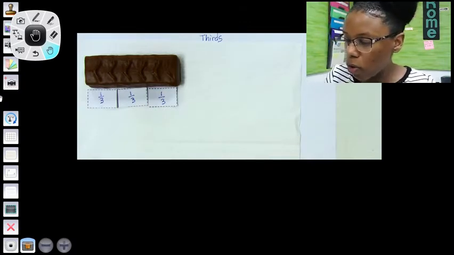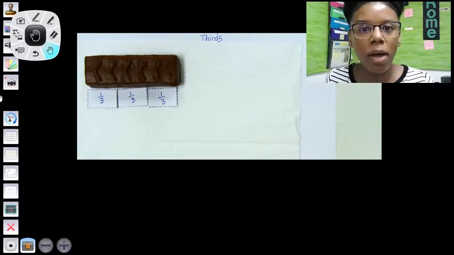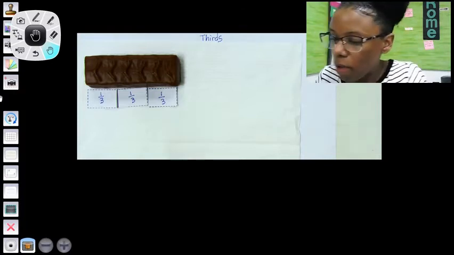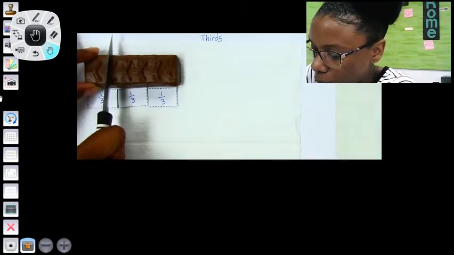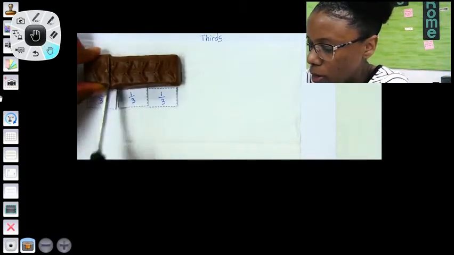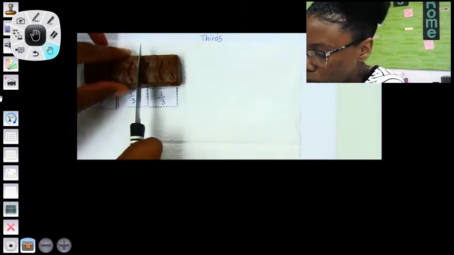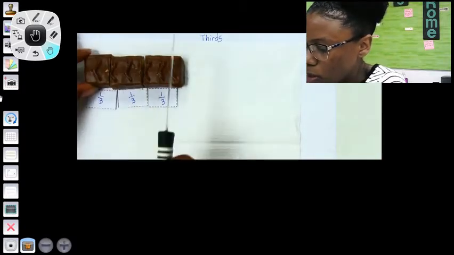Okay. So now some of you are probably wondering, I'm looking at the paper, but how does that remind you of the candy bar? Well, if I had to share it, that means I literally had to cut it. I'm going to cut this 1/3, 2/3, and 3/3.